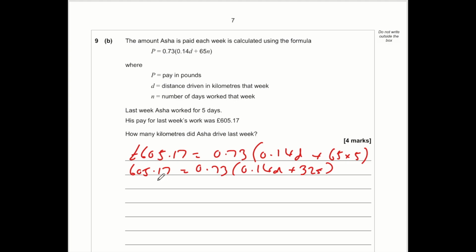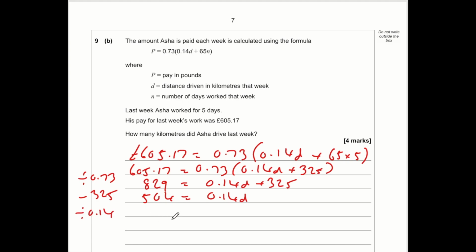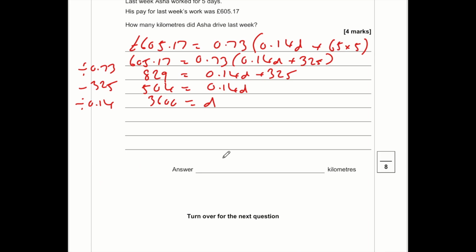So what I'm going to do to both sides is divide both sides by 0.73. That will get rid of this bit here. And 605.17 divided by 0.73 is 829. So 829 is 0.14d plus 325. Now I'm going to take away 325 from both sides. So I've got 504 is 0.14d. And now I'm going to divide both sides by 0.14. And 504 divided by 0.14 is 3,600 equals d. There we go. Very tough on that one. So the distance in kilometres is 3,600.